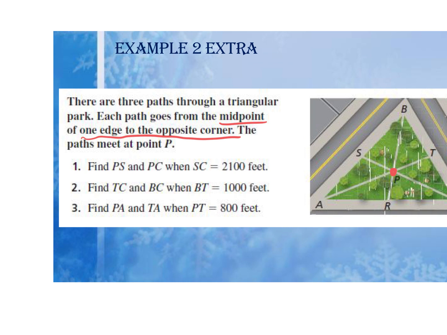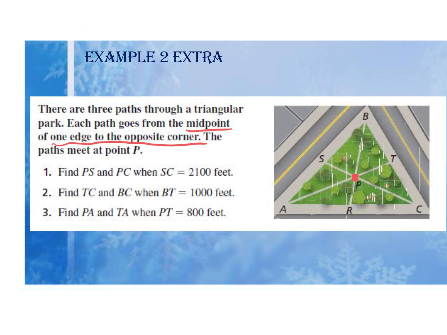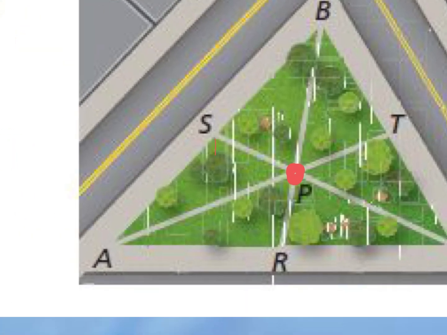Does that make sense? How does it tell you that? Yeah. Well, that's the definition of a centroid, right? It must go from a midpoint to the opposite corner or the opposite vertex of the triangle. Does that make sense? Okay. So now we're given SC. We're told that SC is 2,100 feet.